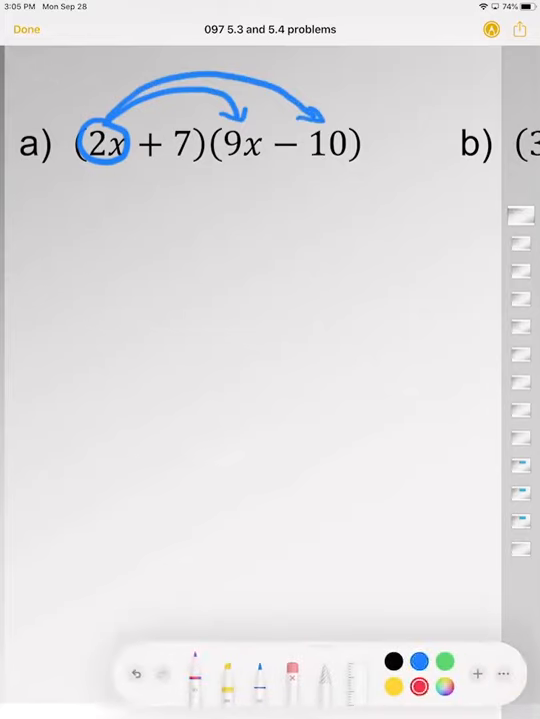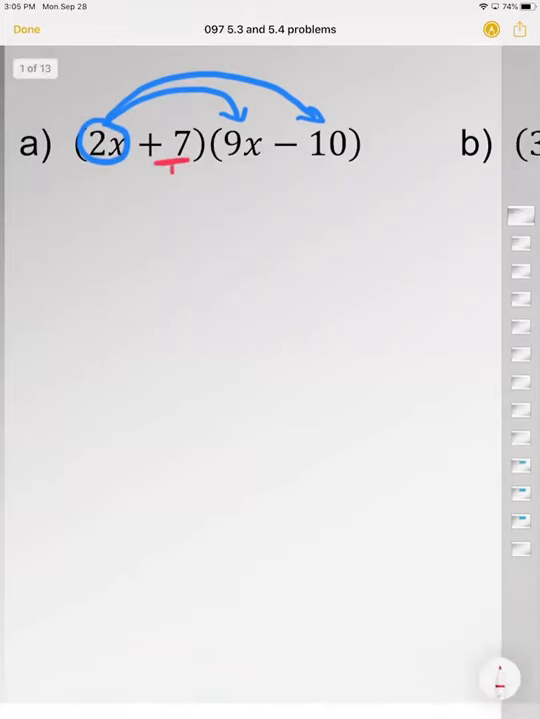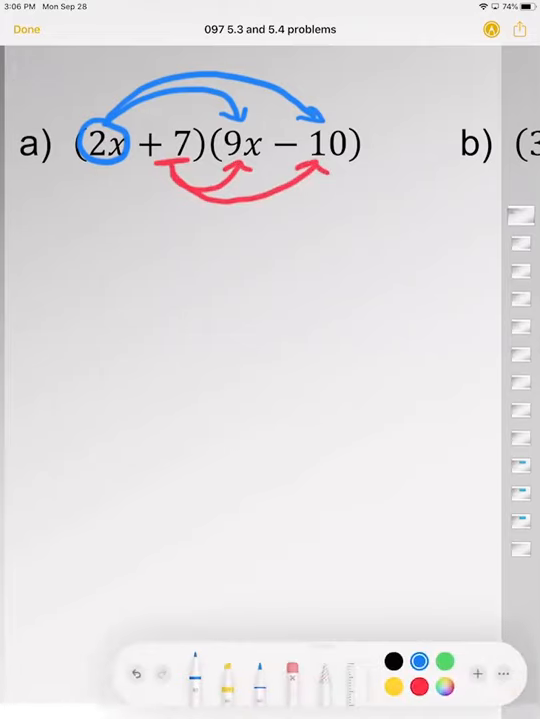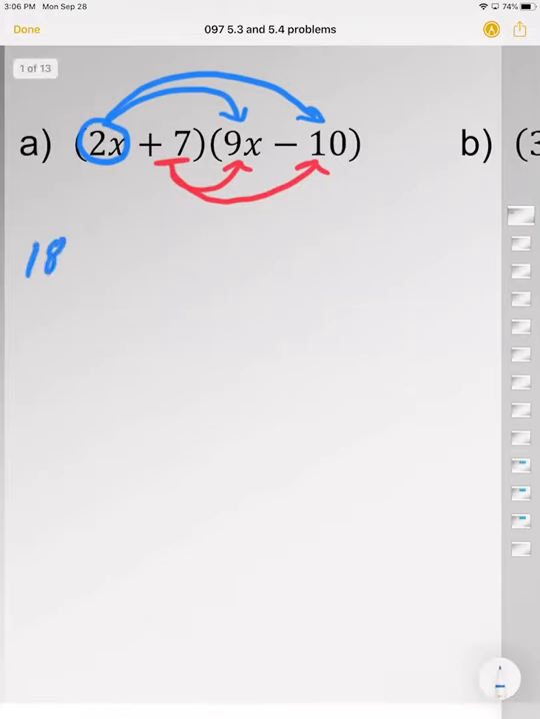The first times the first, the outside times the outside, which takes the first item and distributes it to your second parenthesis. Same thing, we take the second item and distribute it in our second parenthesis. So how do we do this? We take the constant times the constant, 2 times 9 to give me 18. The x times the x gives me x squared, and vice versa, 2 times a negative 10 to give you a negative 20. Bring down my x because I have an x here.